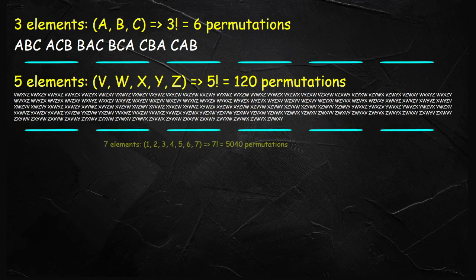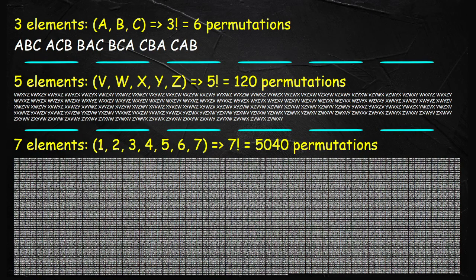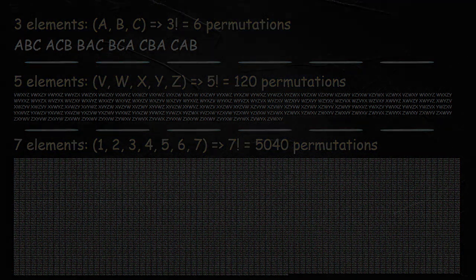Permutations of n distinct items mean the number of ways these n items can be arranged into a sequence. For example, the three characters x, y, and z can be arranged in 3 factorial, which means 3 multiplied by 2 multiplied by 1, which is 6 ways.